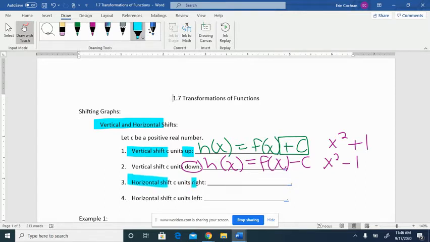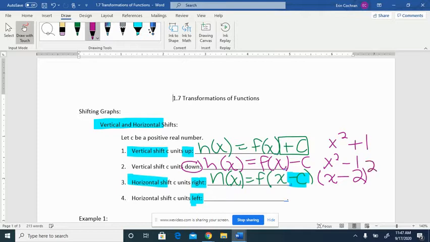Horizontal, right and left. Now to go right, we have h of x equals f of x minus c. So it's going to be inside that parenthesis, and if you notice, it's a minus c, but it shifts it right. So anytime it's in that parenthesis, it shifts it left or right, and it's always the opposite. It always lies. So in this case, it'd be like (x minus 2) squared. That means I would shift it right 2 units. So now my vertex would be (2, 0).